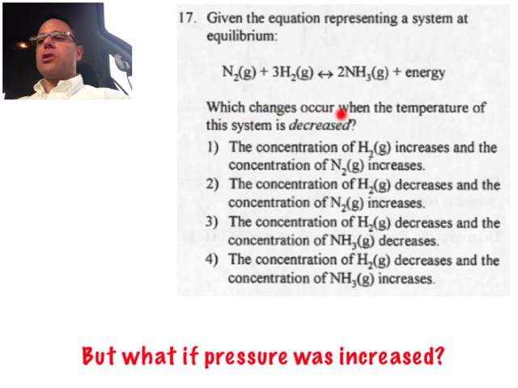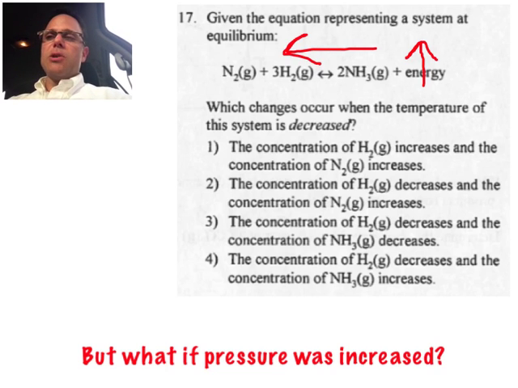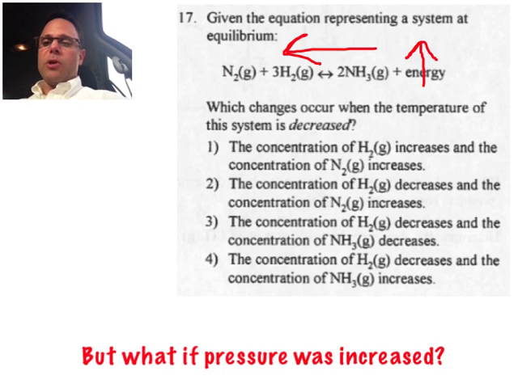So which changes occur when the temperature of the system is decreased? I don't like answering the question like that. It's harder for me. I like to pretend that the energy was increasing. Because I know if the energy increases, everything shifts to the left, decreasing ammonia, increasing my hydrogen gas, and increasing my nitrogen gas. But I'm not increasing it, I am decreasing it. So therefore, everything must go in reverse. We are shifting to the right.